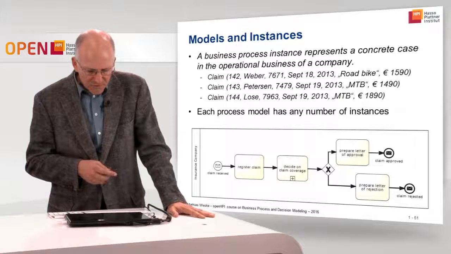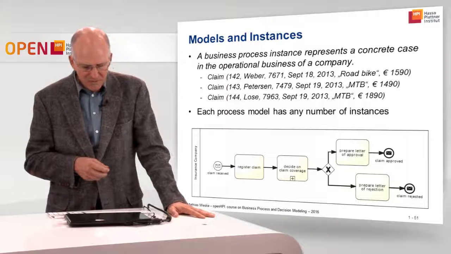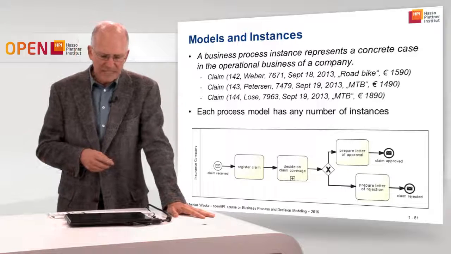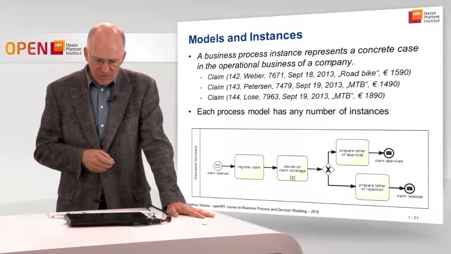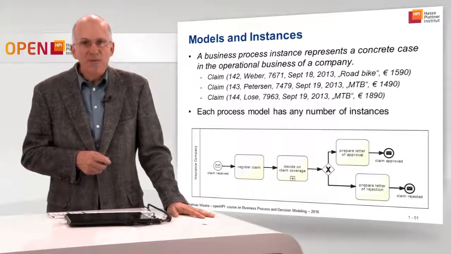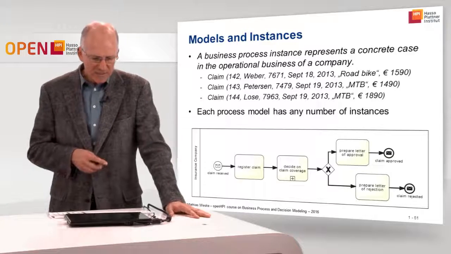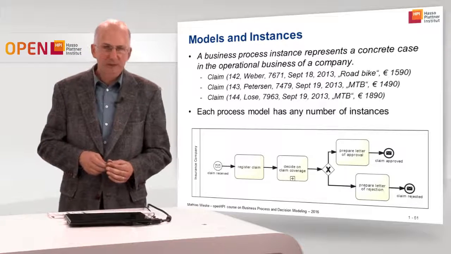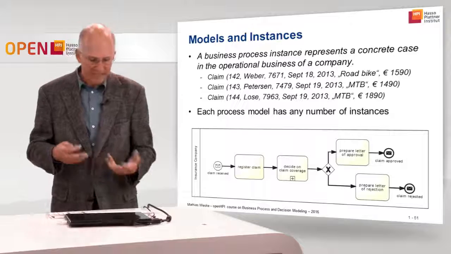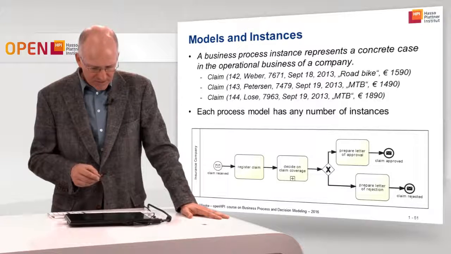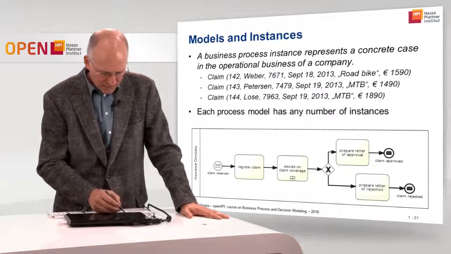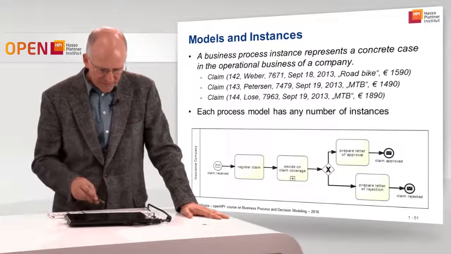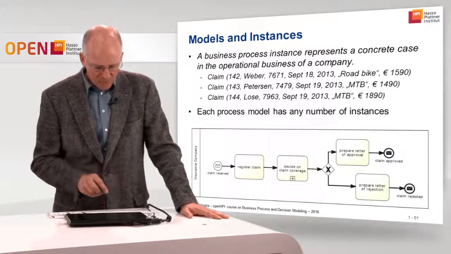Weber might have the customer ID 7671. The claim is from the 18th of September. This year a road bike has been stolen and that's the price of the road bike and so forth. So we have the three claims here. The three claims represent the three process instances. And each process instance behaves exactly as specified by the process model.